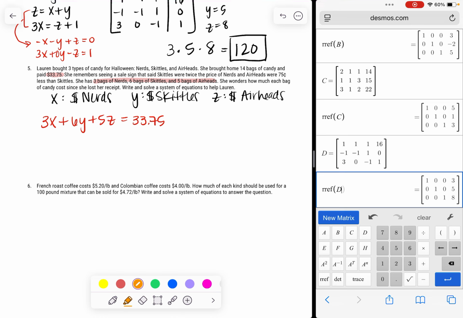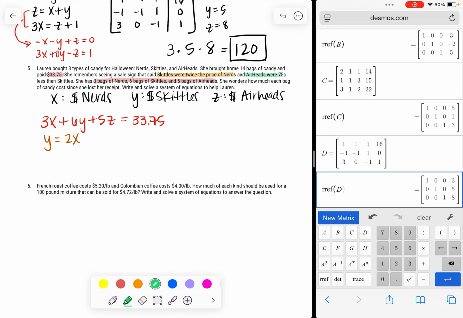And then we have, she remembers seeing a sale sign that said Skittles were twice the price of Nerds. So remember, this is the one where you have to ask yourself, which one is more expensive? In this case, Skittles are more expensive. So y = 2x, 2 times the price of Nerds. And if you ever get confused, make a table, plug some numbers in, see what works out and what doesn't with what you're trying to decide.